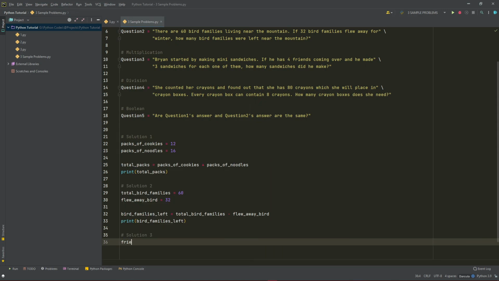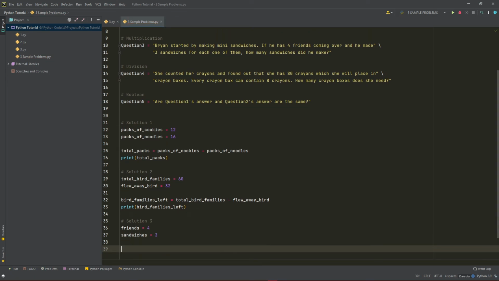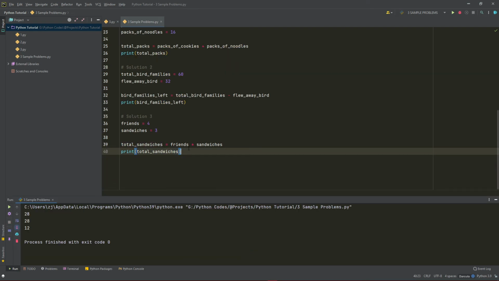Now we have the friends. We have the 4. And we have the sandwiches, which is 3. And then we're just going to have the total sandwiches that will be made by Brian. We have the friends times sandwiches. Don't forget the asterisk as multiplication sign. Print total sandwiches. Then, if we multiply friends times sandwiches, that's going to be 12, which is basically correct. 4 times 3 is 12.